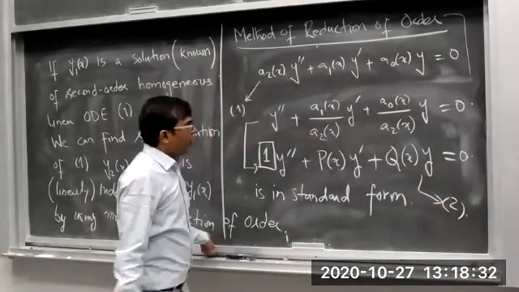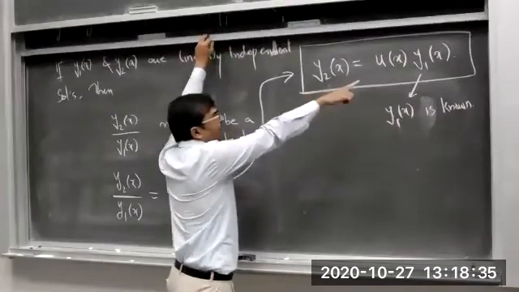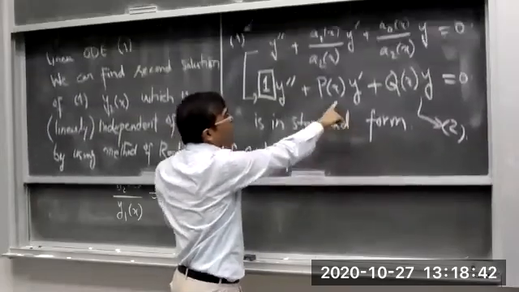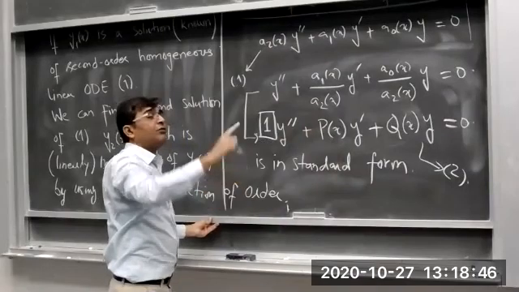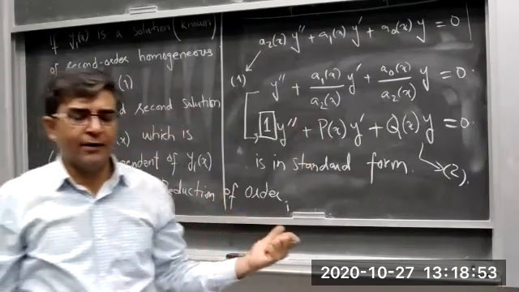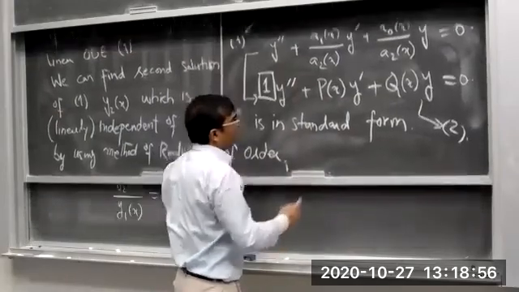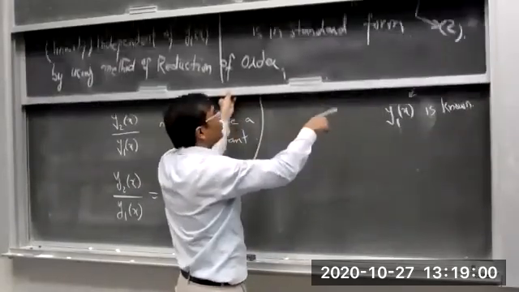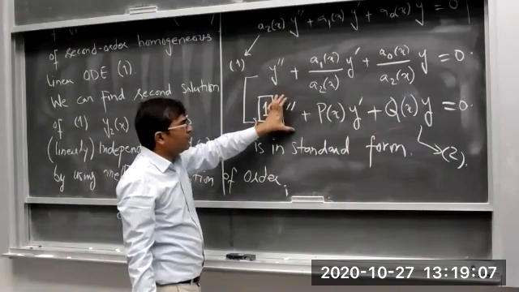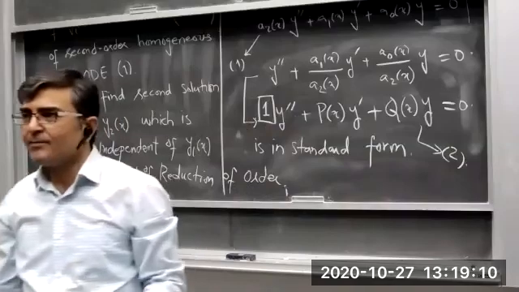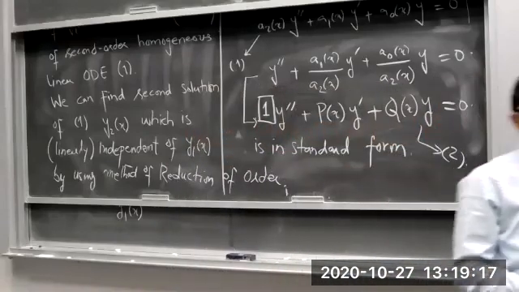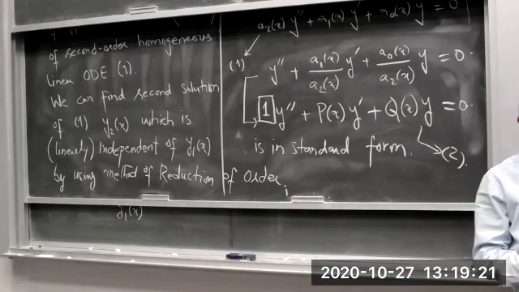Now we need to insert this transformation. It is a transformation which will convert this equation 2 into a differential equation of order 1. The order of this one is 2. If we use the transformation y2 of x equal to u of x into y1 of x in this second order differential equation, it will transform it into a first order differential equation. Then we solve that first order equation and get the solution y2. We'll discuss this in the next lecture.